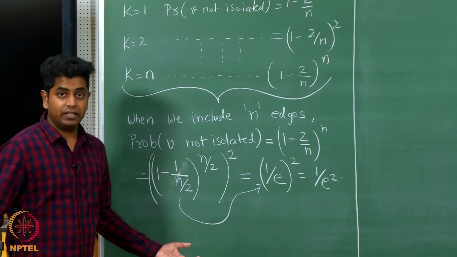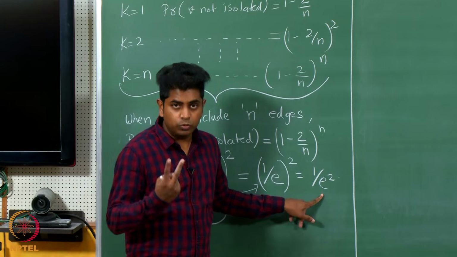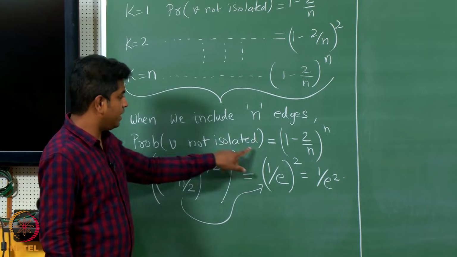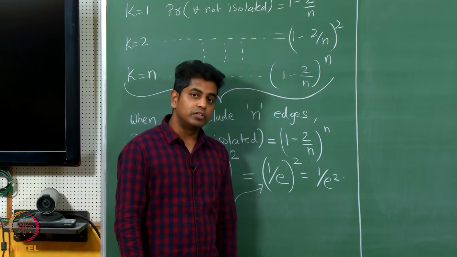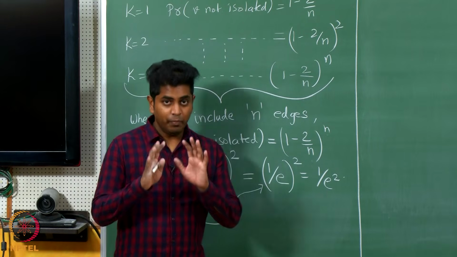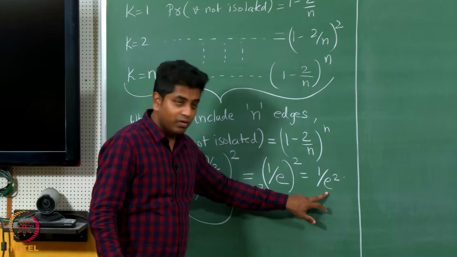What do I mean by this? e is a number between 2 and 3. Okay, let me say e is 2. If e is 2, then the probability of v not being isolated is 1 by 4.